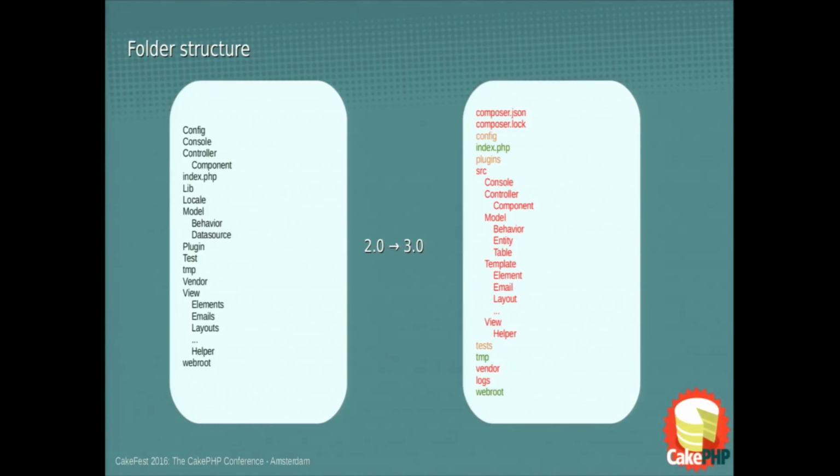Then a couple changes you can see under the model folder. We have an entity and table because this is broken now. We will go over it in the ORM when we talk about the model layer. And there is a new folder, template. Remember in 2.0 we had view for storing the templates, and now we have a template folder for the templates and a view folder for the view classes and helpers and everything.